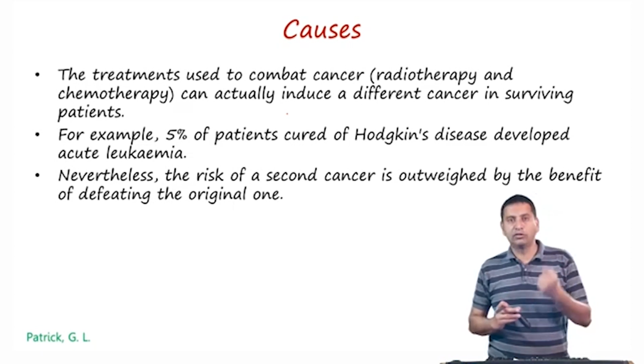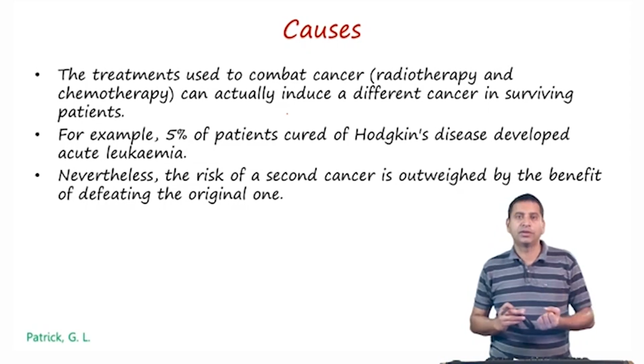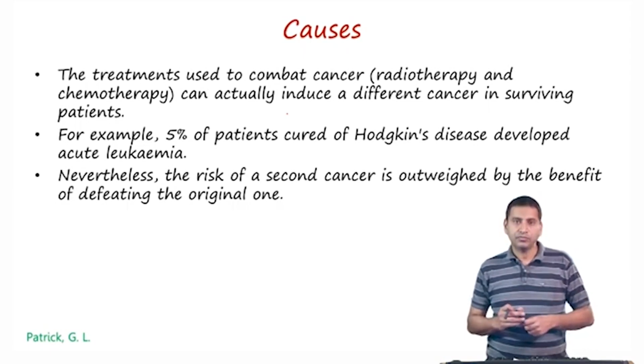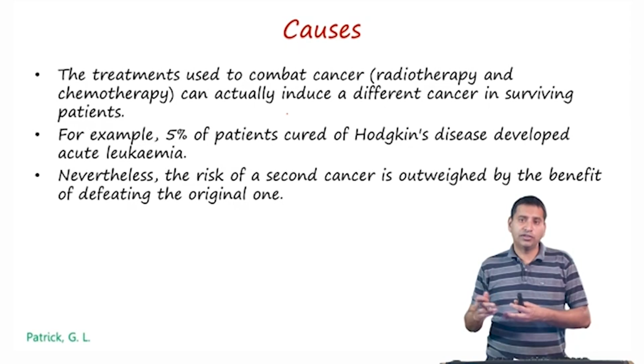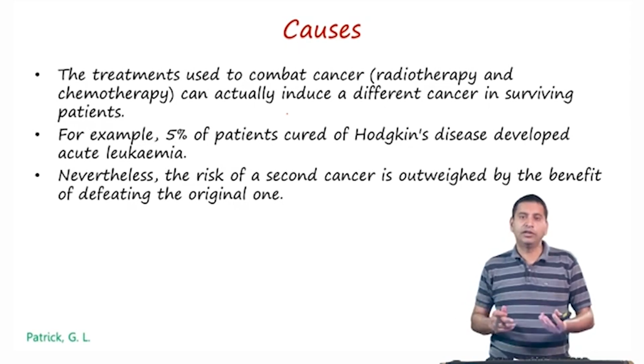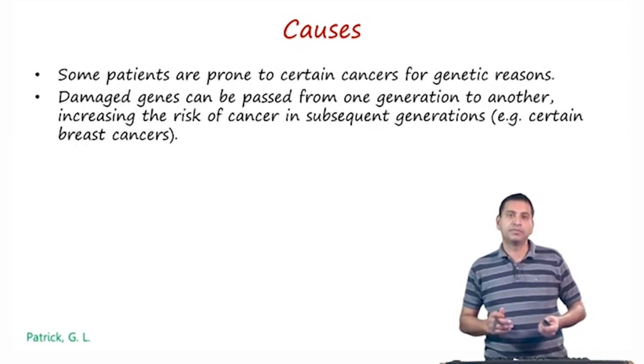However, these methods can also be used to treat cancers. For example, 5% of patients cured of Hodgkin's disease developed acute leukemia. Nevertheless, the risk of a second cancer is outweighed by the benefit of defeating the original one.